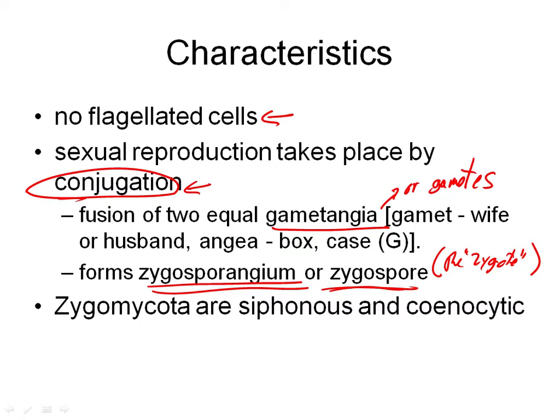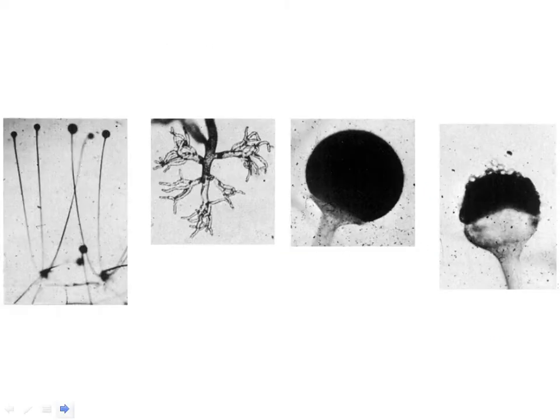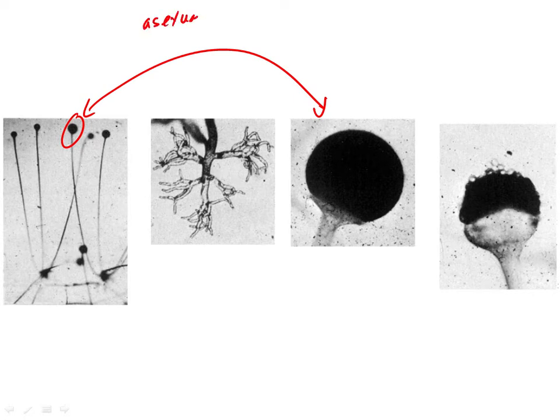This organism, as I've already said, is siphonous and coenocytic. So the hyphae have no internal partitions and they have multiple nuclei in them. Just long tubes. And here they are. This is a typical structure. What would you see growing on those breads? At the top, here, we have sporangia. These are asexual. Producing our asexual spores.